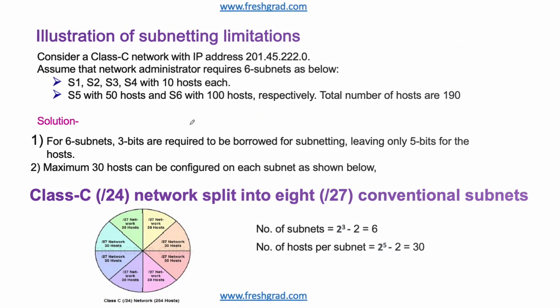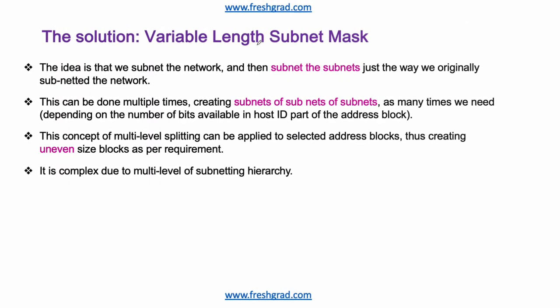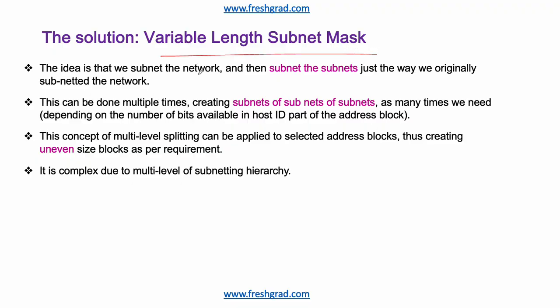The solution is variable length subnet mask. So what is variable length subnet mask? The idea is that we subnet the network and then subnet the subnets, right? We first subnet the network and then subnet the subnets just the way we originally subnetted the network. This can be done multiple times, creating subnets of subnets as many times as we need, depending on the number of bits available in the host ID.